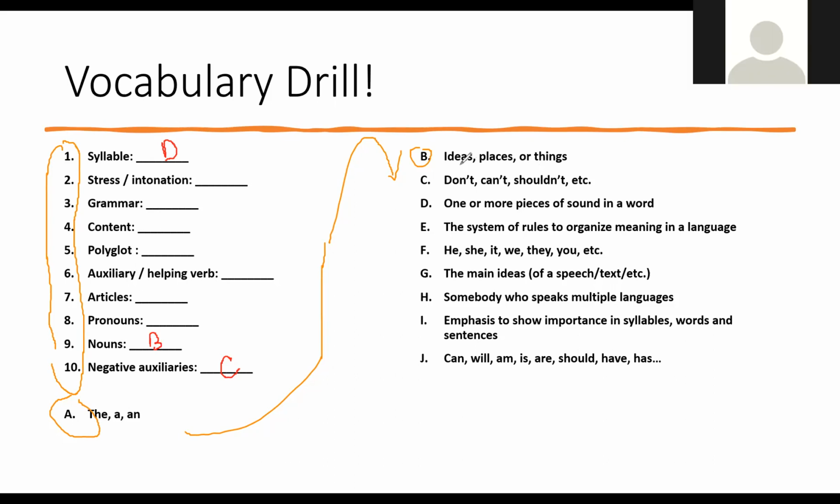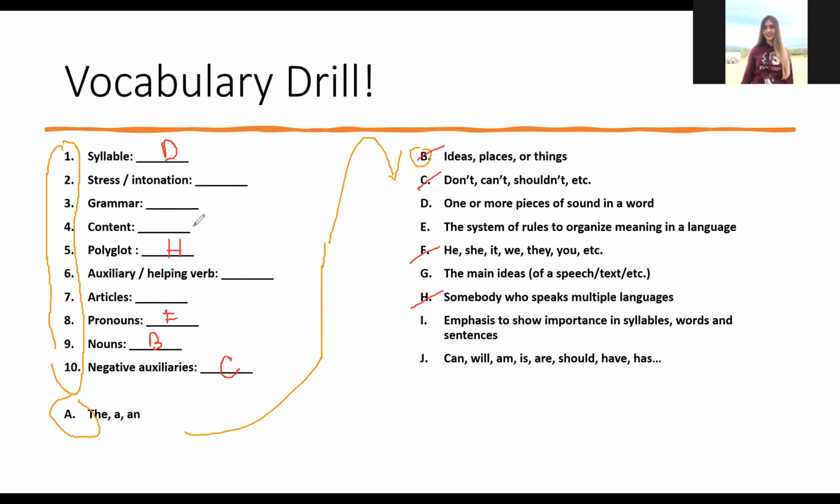I think number 8 is letter F. Arlette says number 8 might be F, which is he, she, it. Number 5 is the letter H: somebody who speaks multiple languages. Ah, polyglot. Yes.